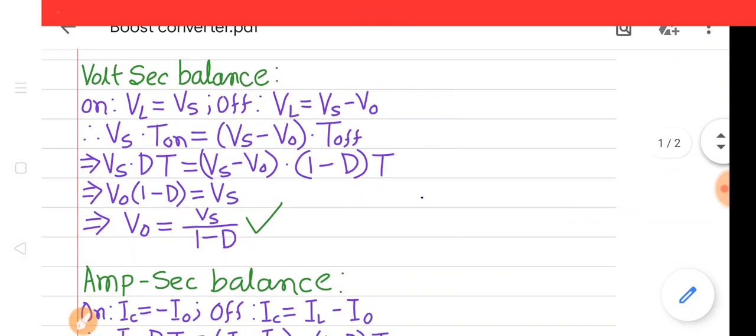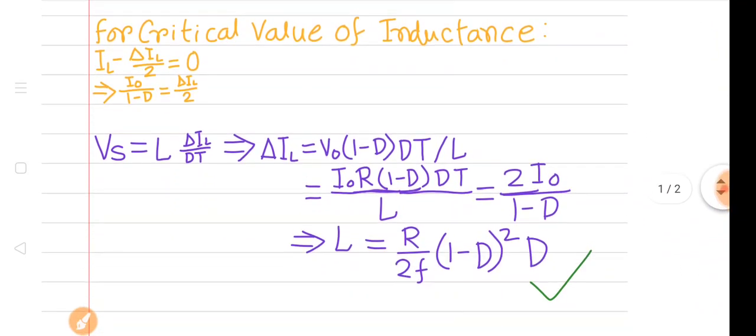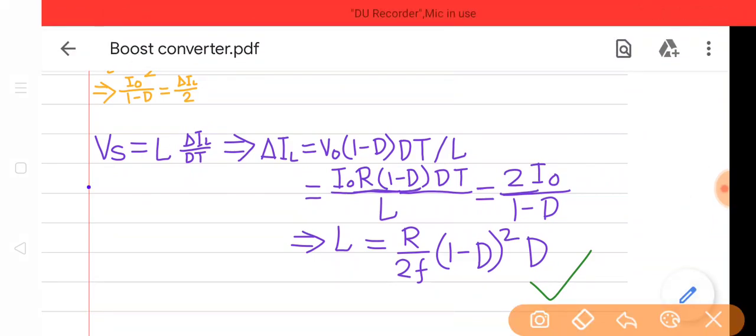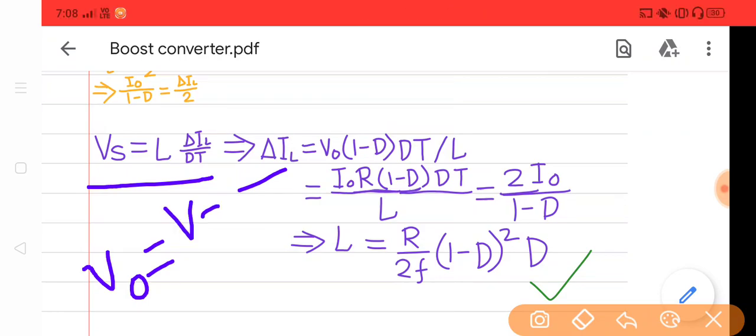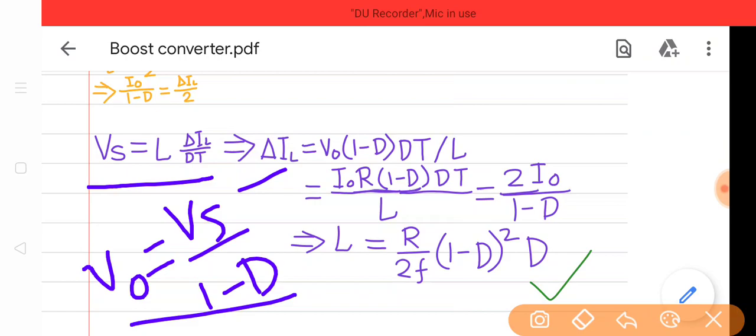So when the switch is on, Vs equals L del IL divided by dt, where dt is the T on, the turn on time. From this equation, del IL will become... we know that Vo equals Vs by 1 minus d, I already derived this equation. So Vs equals Vo multiplied by 1 minus d, and dt will be multiplied with this. So this equation will come.